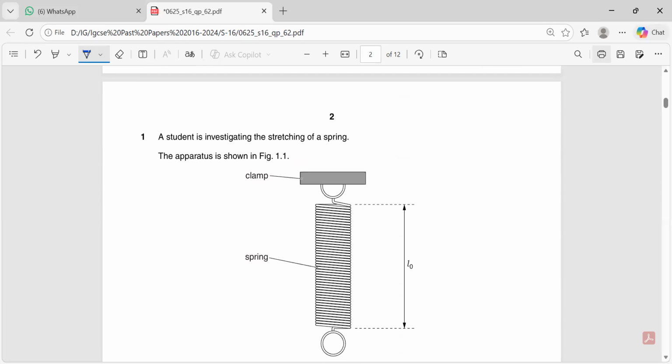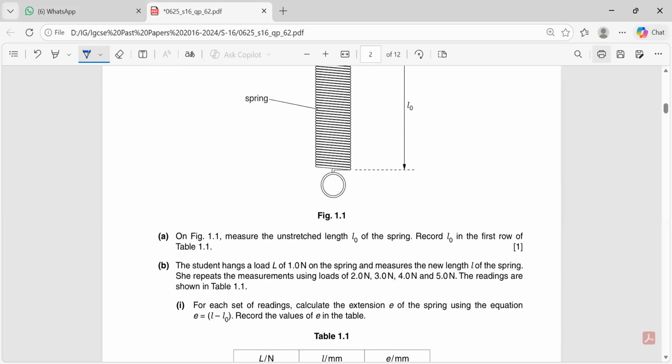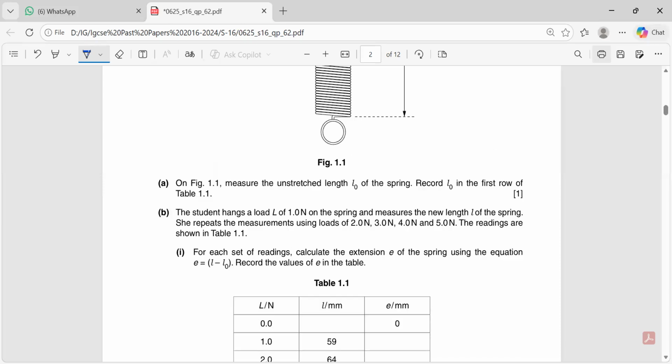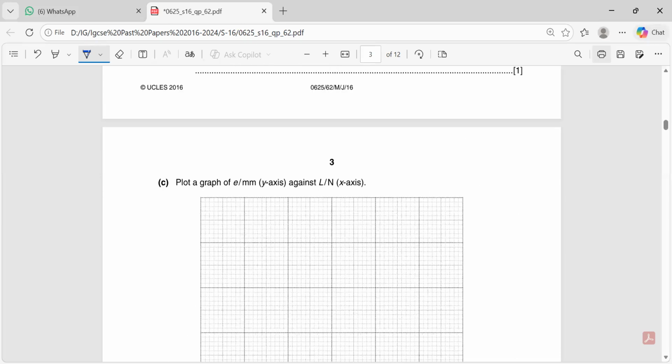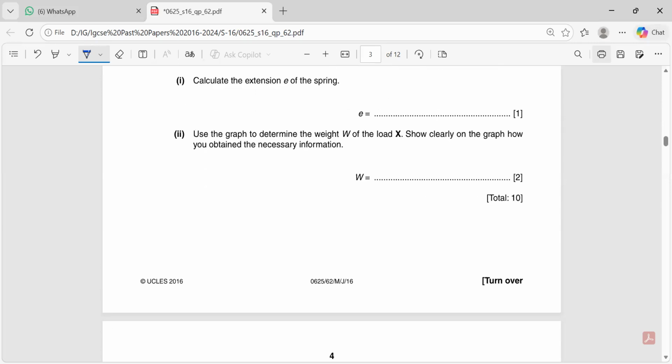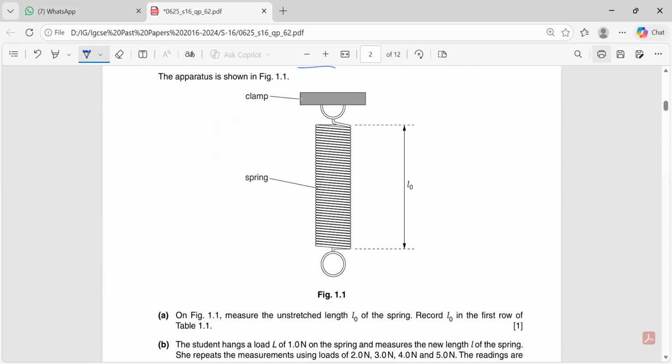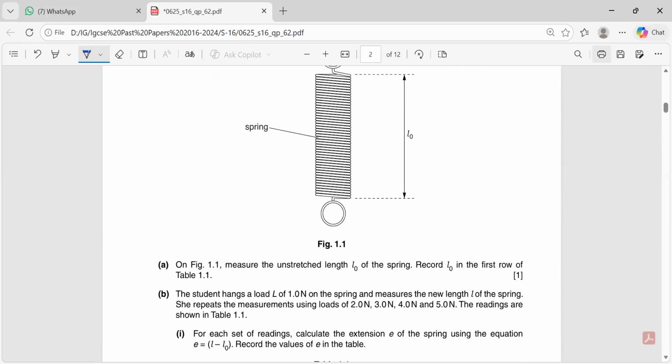So question number 1. A student is investigating the stretching of a spring. We have to measure the stretching of this spring and so on. So in figure 1.1, measure the unstretched length L0 of the spring. Record L0 in the first row of the table 1.1.